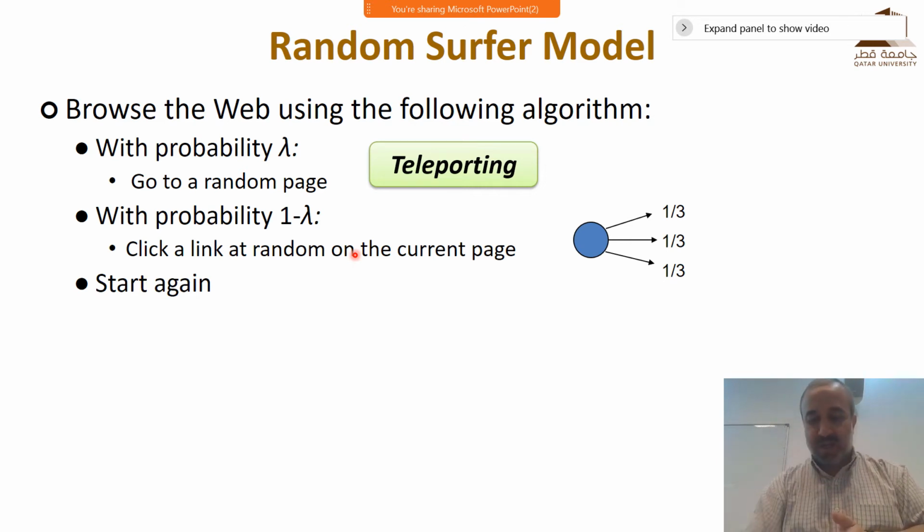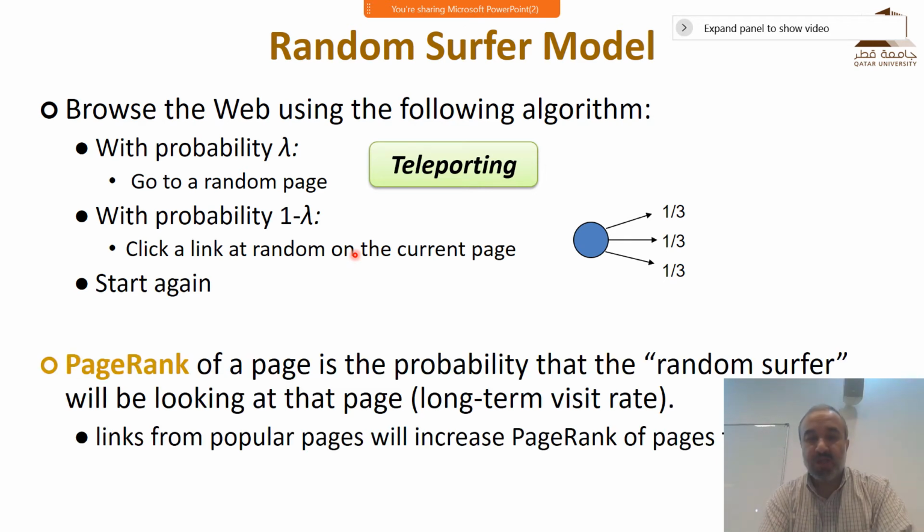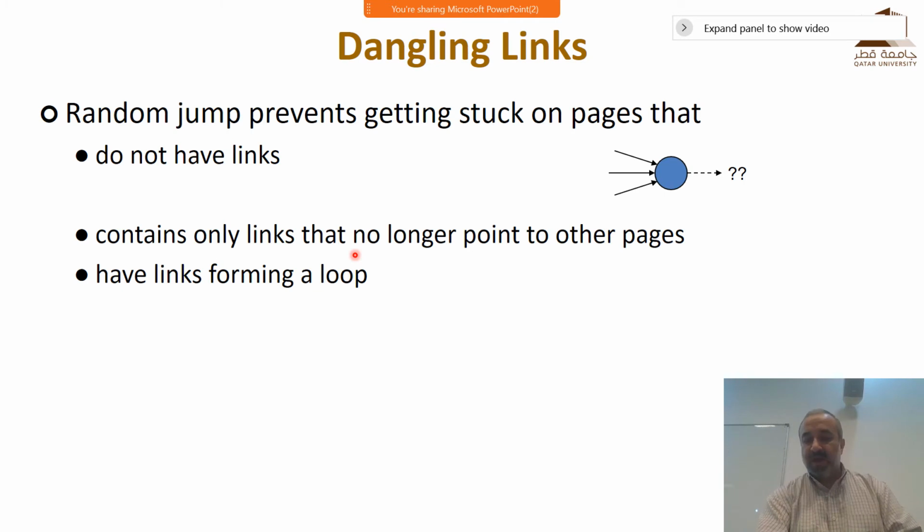And then we start again with the new page. So PageRank of a page, by the way, is a score, and it is a probability. It's a score between 0 and 1, which is a probability of visiting that page using that model. So PageRank of a page is the probability that the random surfer will be looking at that page, which is the long-term visit rate. Links from popular pages will increase the PageRank of pages they point to, and we discussed that already. Any questions so far?